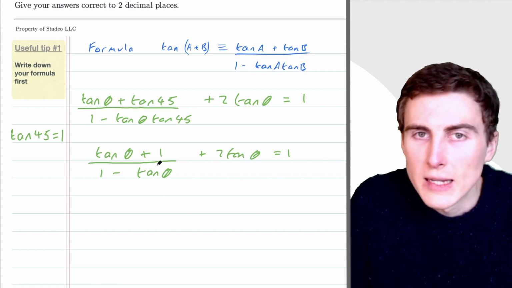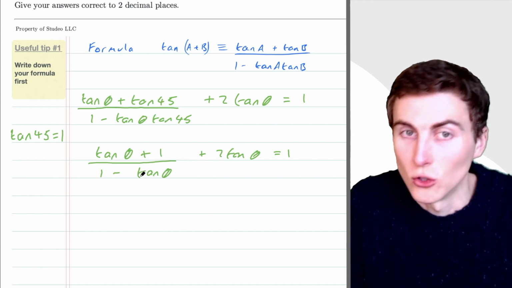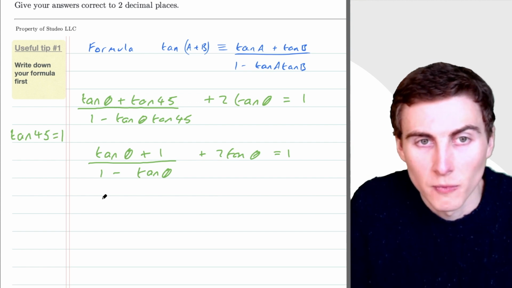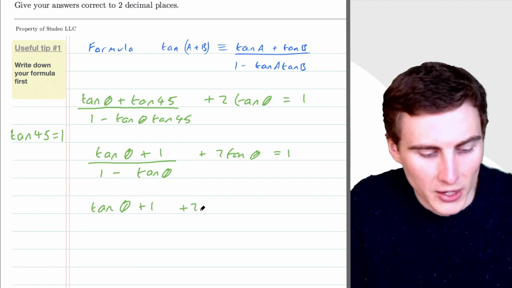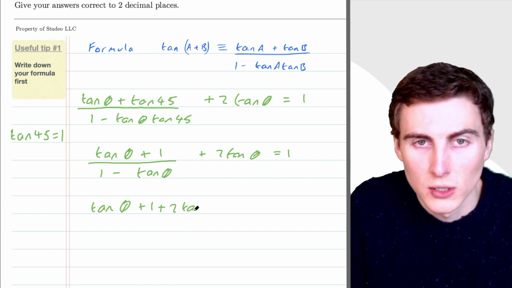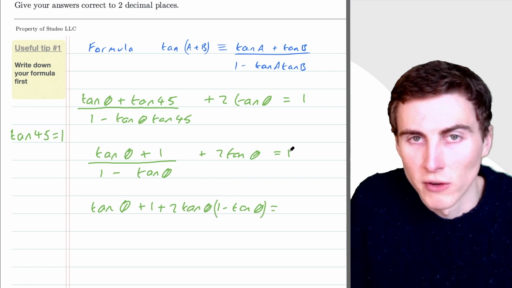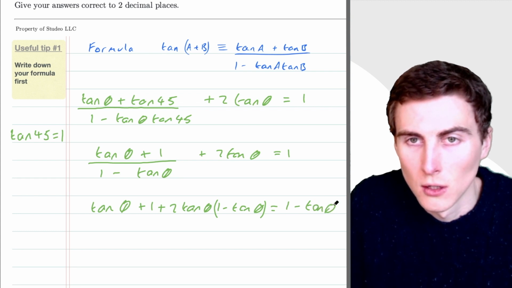So to simplify this, I want to basically get rid of this fraction. Fractions are always a pain, so I'm going to multiply every single term by 1 minus tan theta. And that means that over here, I will just have tan theta plus 1. I'm going to have my 2 tan theta multiplied by my 1 minus tan theta. And that's going to equal, over on the right-hand side, just 1 minus tan theta. Cool.